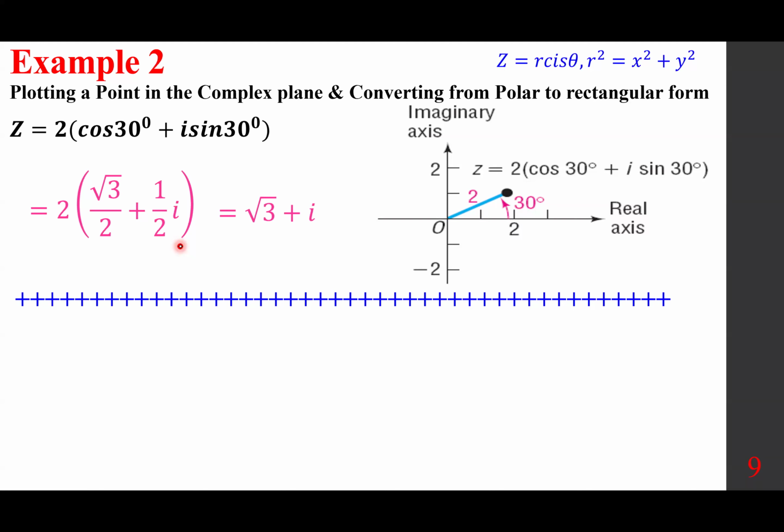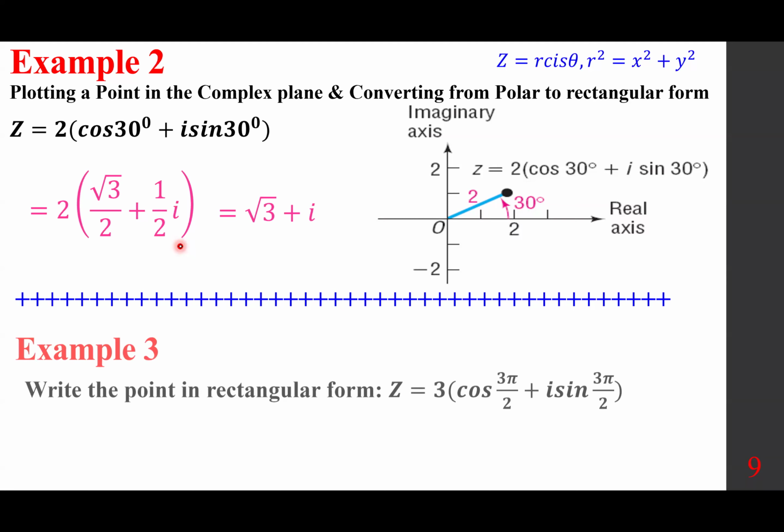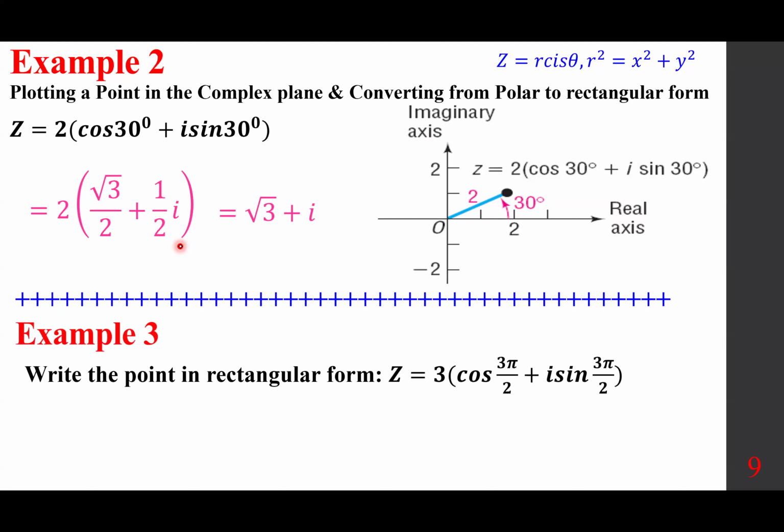Very simple. So we can graph, we can convert from one format to the next. I want to write the point in rectangular form. Z equals 3 cosine of 3 pi over 2 plus I sine of 3 pi over 2. We are not graphing, we are just doing the math. We can see that R is 3, theta is 3 pi over 2 if we were to graph it. And as you know, cosine is 0, sine is -1. So this goes away, 3 times negative I becomes minus 3I.